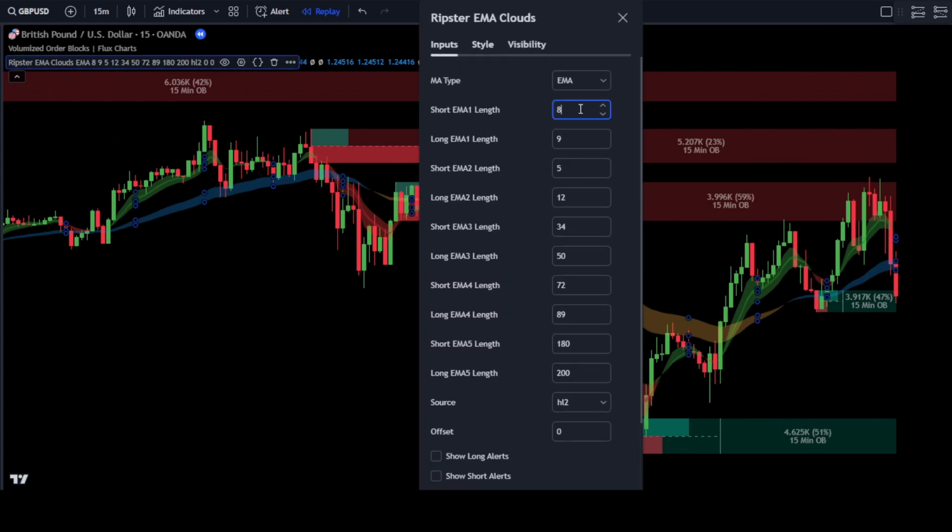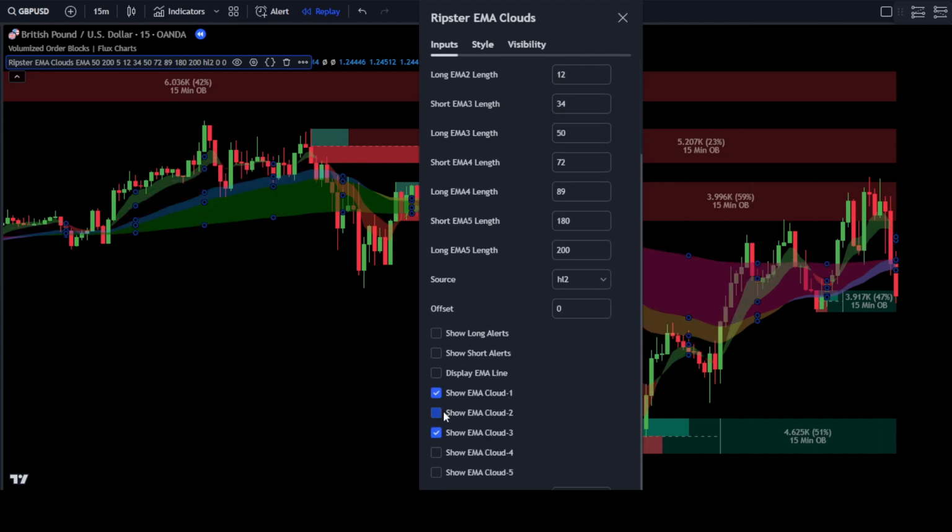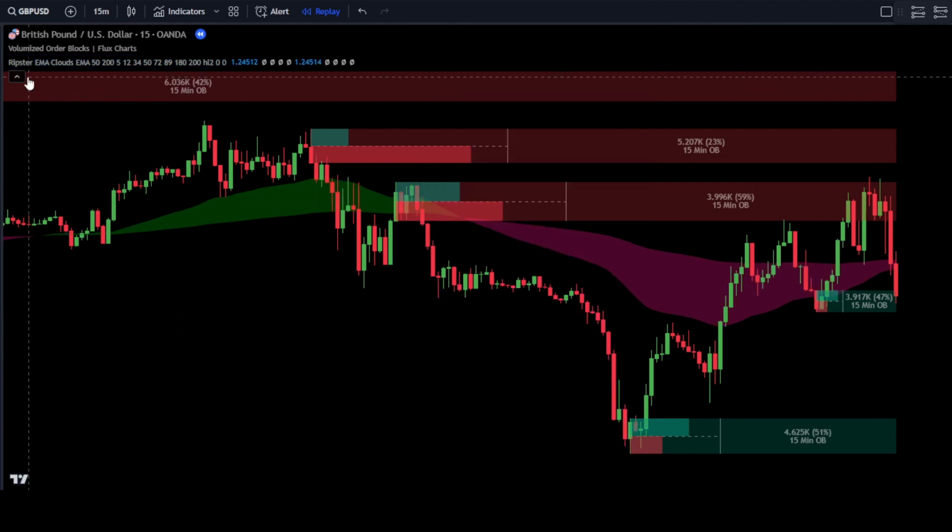In the Input tab, change the first short EMA to 50. Then, change the first long EMA to 200. Then, deactivate the checkmarks on Show EMA Cloud 2 and Show EMA Cloud 3. Once done, just click OK to confirm the changes. The Ripster EMA Clouds indicator will be used as a trend guide in the market.